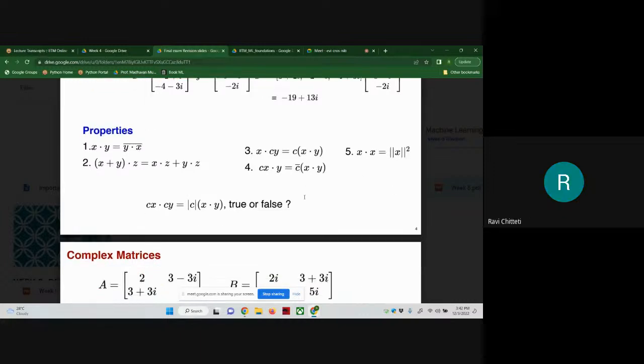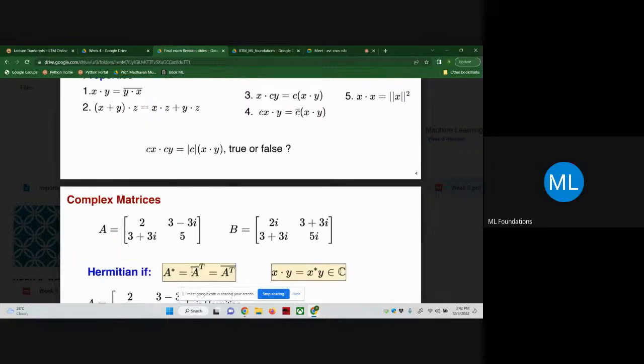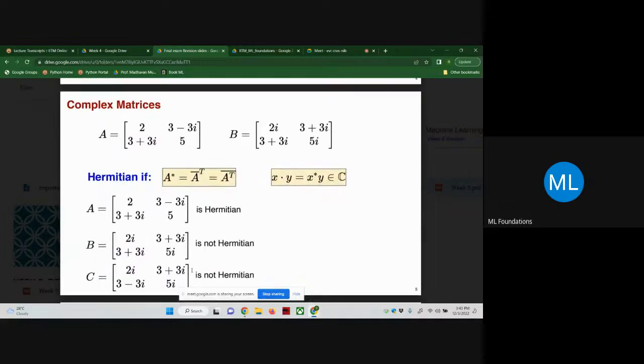So if you have cx dot cy, will it be equal to mod c times x dot y, or mod c whole square? Mod c whole square, right? So this is false.